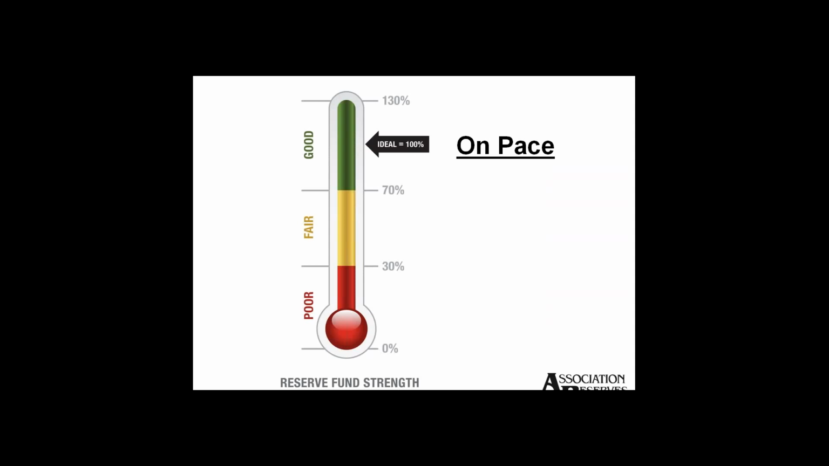Well, the great thing is this is all measured, as we just found, on a percentage basis. So this measurement of reserve fund strength works for all associations of all types. Being 100% funded means your association is currently on pace, meaning your reserve fund size is equal to the amount of your reserve component deterioration. You're even with the on pace line. And you can note that we've divided the scale into three ranges. Poor, the red 0 to 30% range, fair, the yellow 30 to 70% range, and strong, the green 70 to 130% funded range.